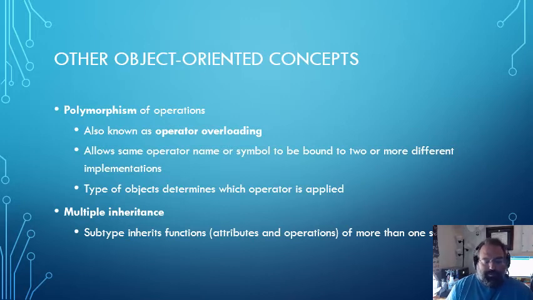You have multiple inheritance. This is where a subtype inherits functions, attributes, and operations from more than one supertype. Not every language allows such things, or databases allow such things. Sometimes they restrict you to single inheritance because it gets complex if you do multiple.